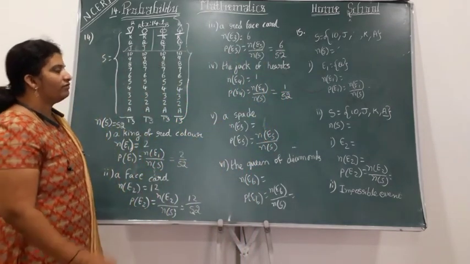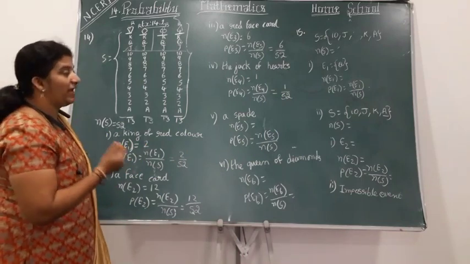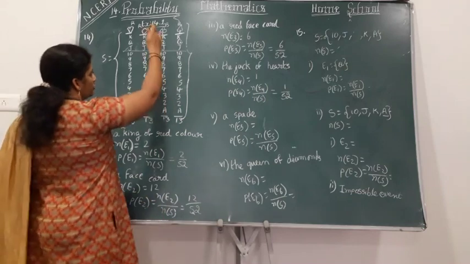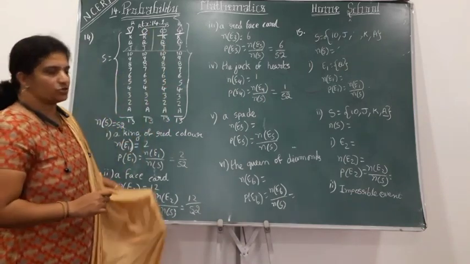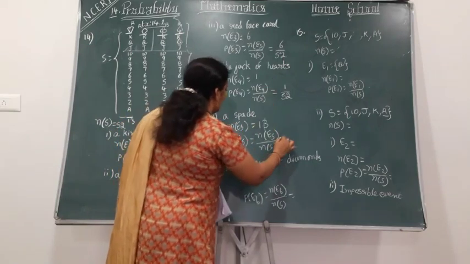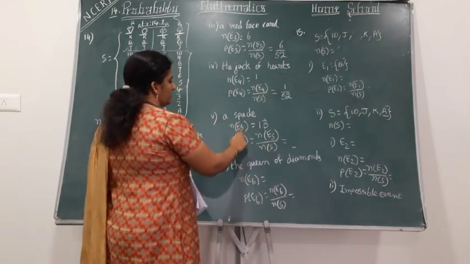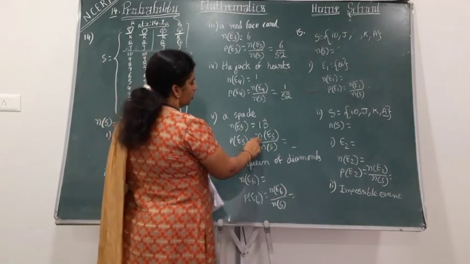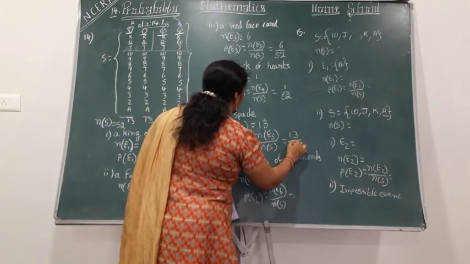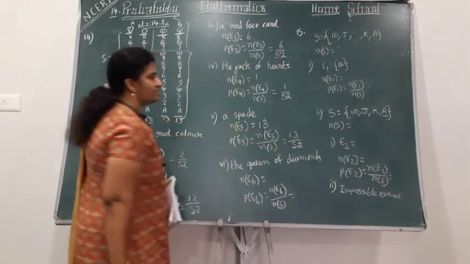And coming to your fifth sub question, spade. How many spade cards you have here? Total 13 spade cards you have. So total number of spade cards is equal to 13. And probability of this event, P of E5, is equal to N of E5 by N of S. That is 13 by 52 is your answer.